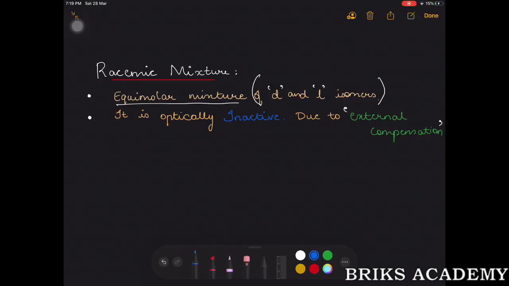The next point says the compound or the mixture is optically inactive. That is because when you consider the dextro isomer or the plus isomer, which rotates the light clockwise, and the levo isomer, which rotates the light anti-clockwise, both the rotations get cancelled when they are mixed, and this is due to external compensation. Thus, a racemic mixture is optically inactive due to external compensation. So, these two are the main points about racemic mixture. Moving on to the next concept.